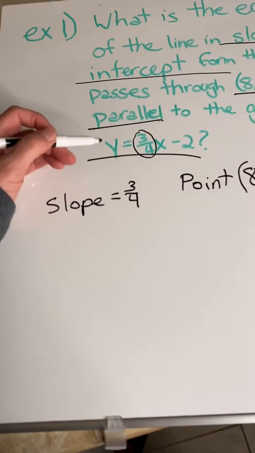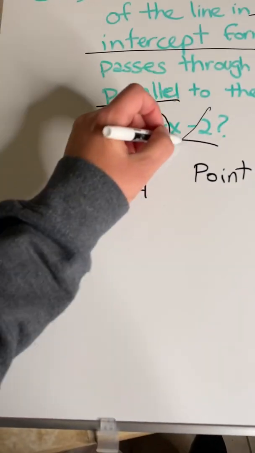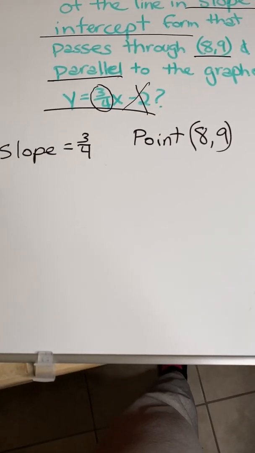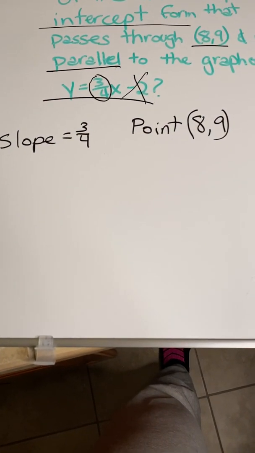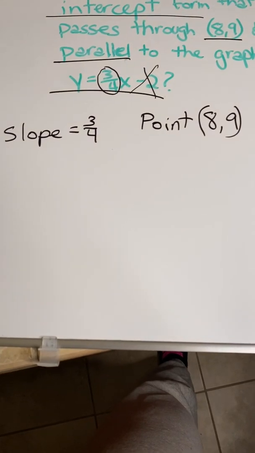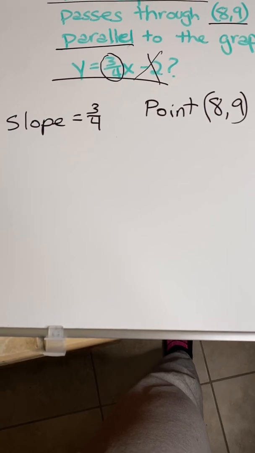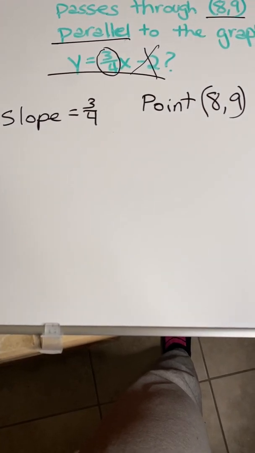And I'm just using those two pieces of information. I want nothing else to do with this equation. I want nothing to do with this minus 2. It has nothing to do with my new equation. So all I need to know is that the slope is 3/4, the point is 8, 9. You guys have gotten good at this so far. You're used to me giving you 2 points and you finding the slope. They already found the slope for you.